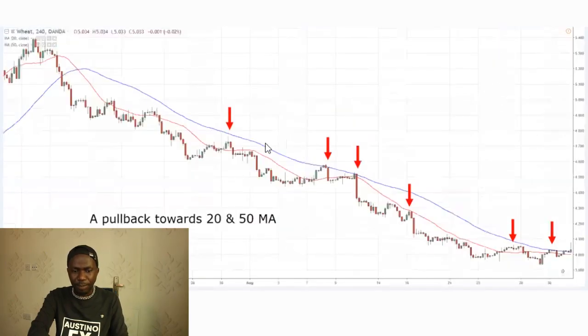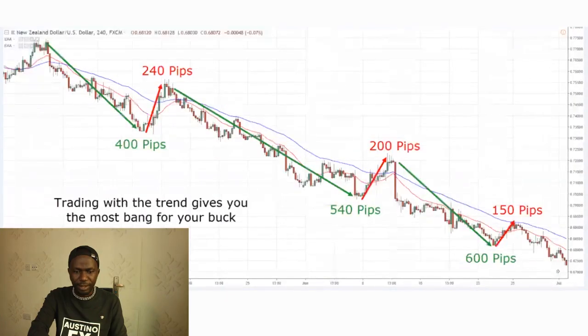So this is another example here. You can see the moving average here is acting as a dynamic resistance level. When price comes close to the moving average or crosses above it a little, you take a sell trade. So these red arrows are the potential points for you to take your sell trade.